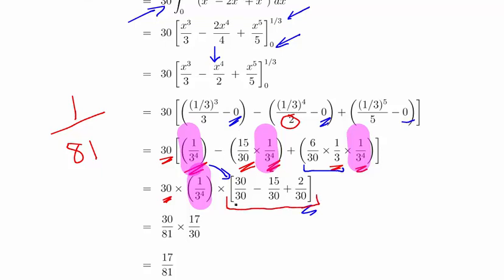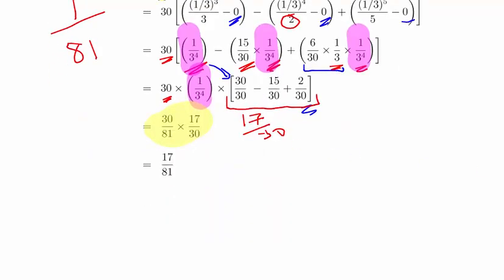1, which is 30 over 30, the other 2 is expressed in terms of a 30th. So when we work that expression out, that would work out to be 17 over 30. So that part there is 17 over 30. And when we combine everything back together, we get 30 over 81 times 17 over 30, which gives us the answer we're looking for, which is 17 over 81.